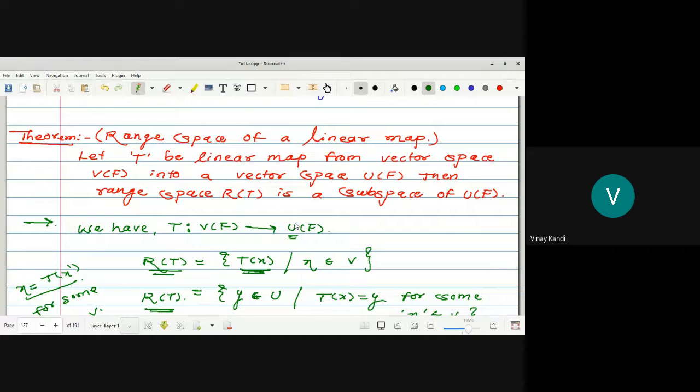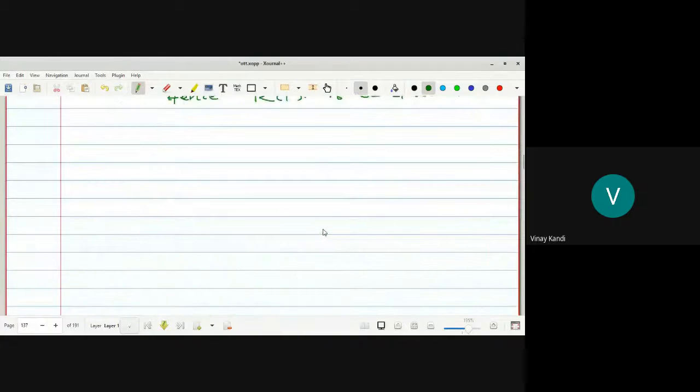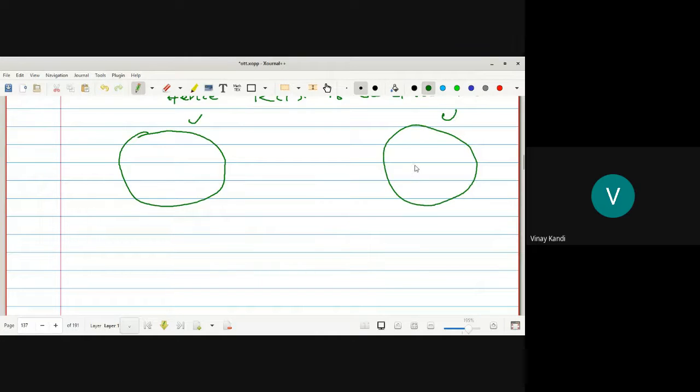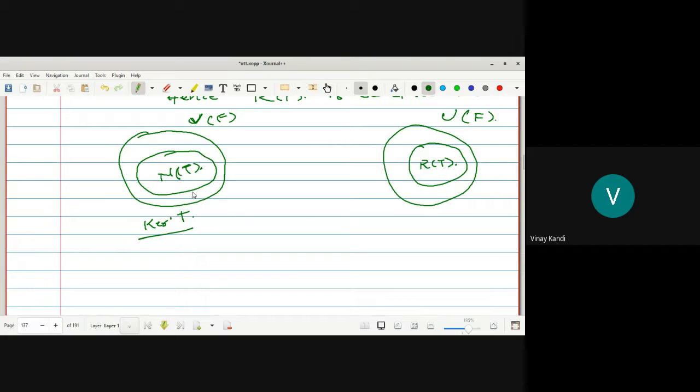So here we see two theorems. Suppose this is V and this one is U. The range space is a subspace of U over F. And the null space, that is N of T, is a subspace of V over F. The null space is nothing but the kernel of T. The kernel of T is a subspace of V over F. Null space of T is a subspace of V over F. Range space is a subspace of U over F. Any doubt up to here?